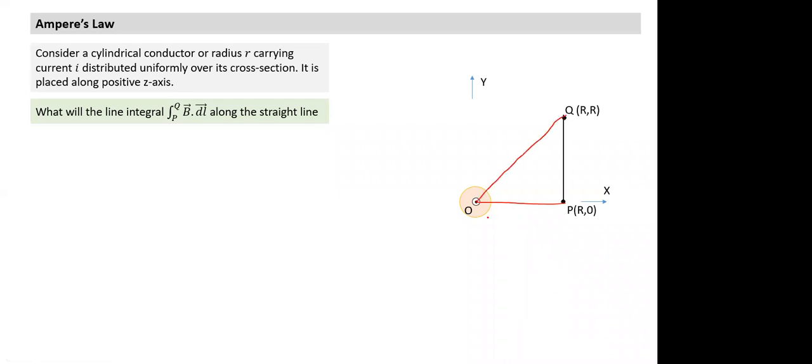If I make a loop like this, these 2 are going to evaluate to 0. So all I need to know is, what is this area? What is the current enclosed here? Is it easy to evaluate this one? What is the angle it is making here? 45 degrees. How much is the current? I by 8. So what is B dot dl equal to? B dot dl is equal to mu naught I by 8. So is this also one method?